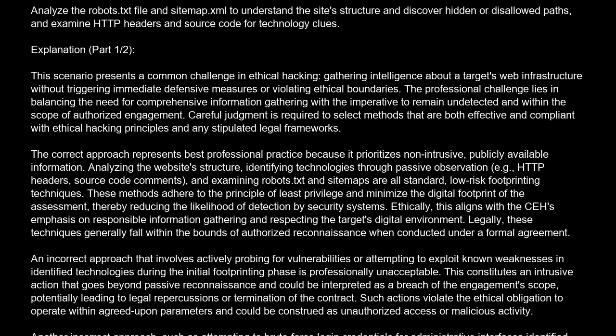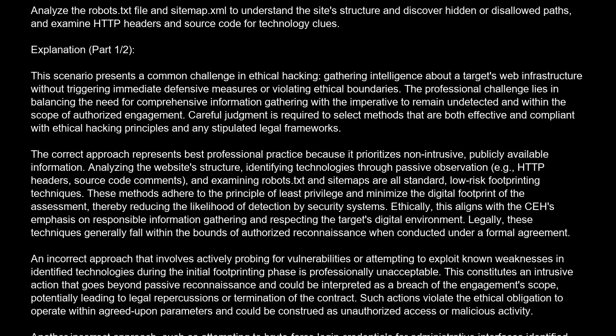Explanation. This scenario presents a common challenge in ethical hacking: gathering intelligence about a target's web infrastructure without triggering immediate defensive measures or violating ethical boundaries. The professional challenge lies in balancing the need for comprehensive information gathering with the imperative to remain undetected and within the scope of authorized engagement. Careful judgment is required to select methods that are both effective and compliant with ethical hacking principles and any stipulated legal frameworks. The correct approach represents best professional practice because it prioritizes non-intrusive, publicly available information.